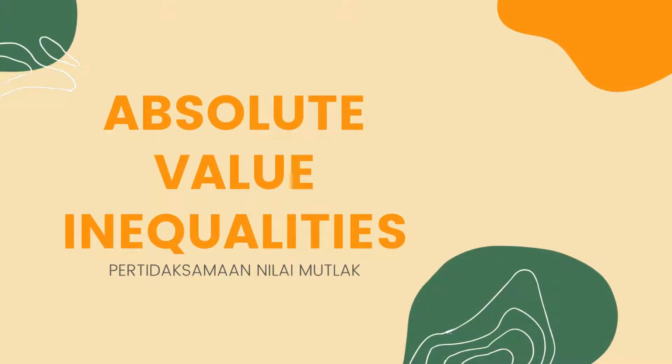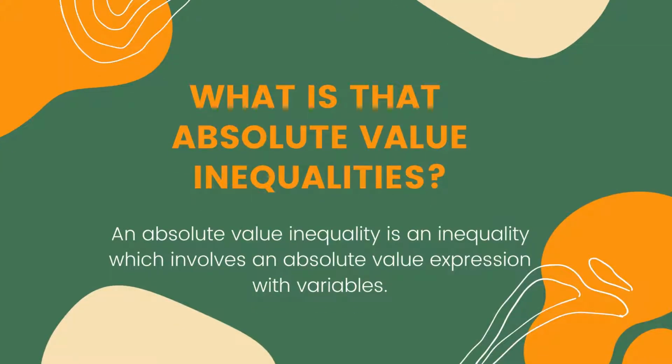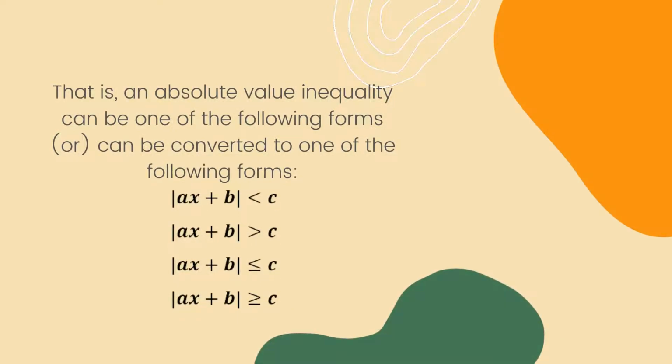Okay, now we will study absolute value inequalities. Actually, what is meant by absolute value inequality? An absolute value inequality is an inequality which involves an absolute value expression with a variable. That is, an absolute value inequality can be one of the following forms or can be converted to one of the following forms. The first, absolute value of ax plus b is less than c. Second, absolute value of ax plus b is greater than c. The third, absolute value of ax plus b is less than or equal to c. Finally, absolute value of ax plus b is greater than or equal to c.